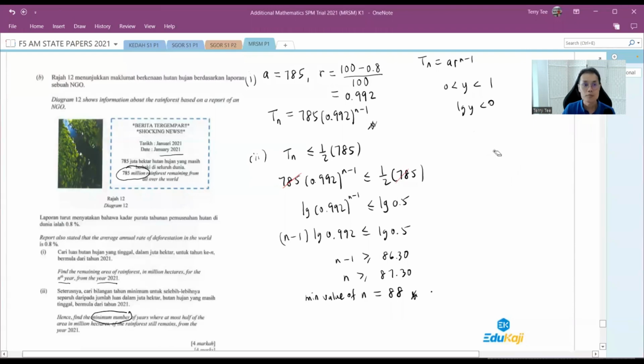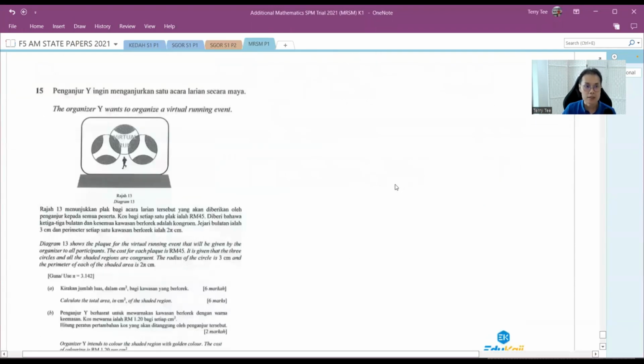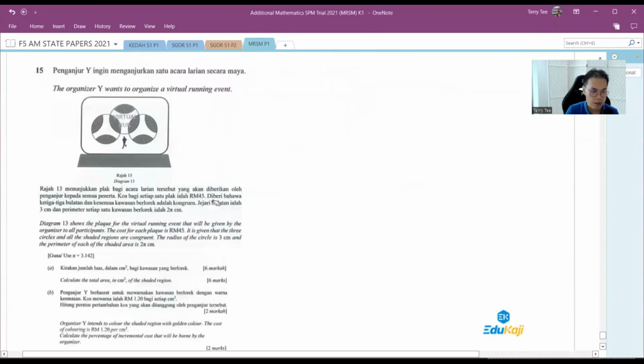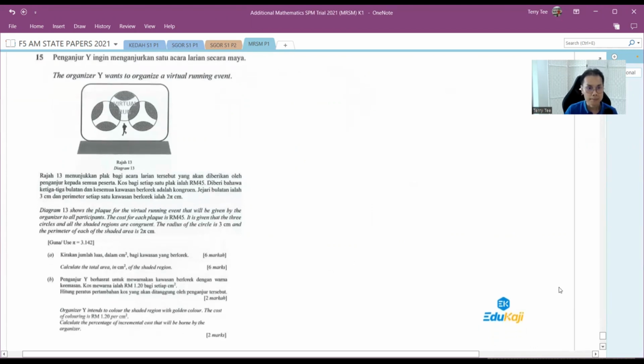Okay, let's move on to the last one. This is circular measure. So here we have an organizer who wants to organize a virtual running event. So we have a plate here for the virtual running event. Well, the cost is 45. The 3 circles and all the shaded regions are congruent. The radius of the circle is 3 cm and the perimeter of each shaded region is 2 pi. So you're supposed to calculate the area of the shaded region.